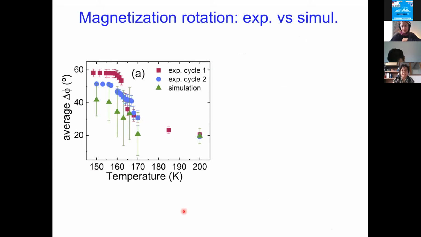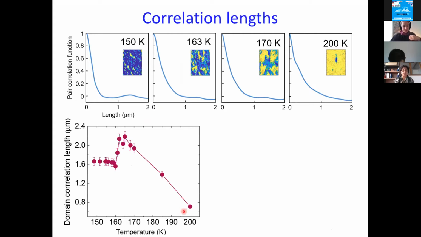A couple more things just to conclude. We can also evaluate the correlation length from the XMCD images. This is done by taking every image in the stack and, by means of a radial distribution pair analysis, obtaining this pair correlation function as a function of the distance. So these would be examples of these experimental pair correlation functions. And now what we can do is fit a one-term exponential to each of these functions, and from this one-term exponential we deduce the domain correlation length.